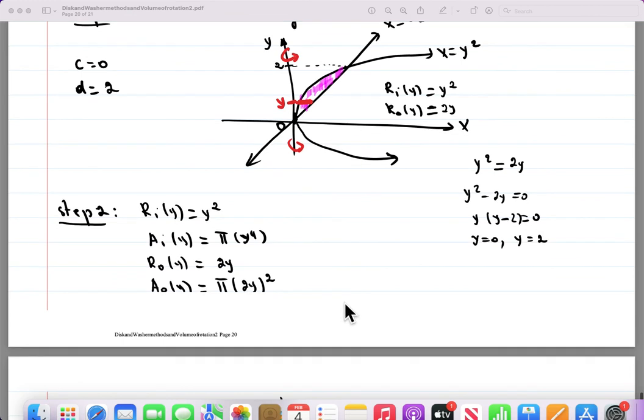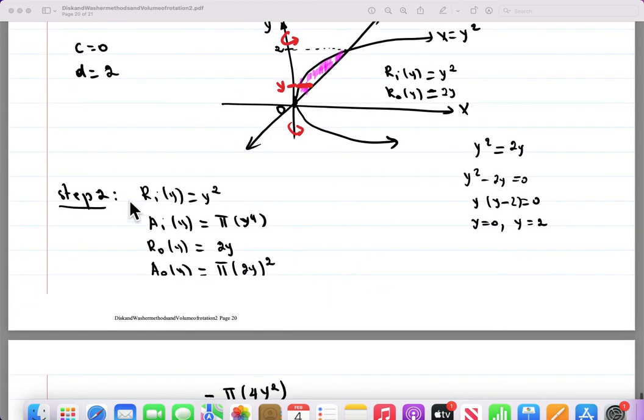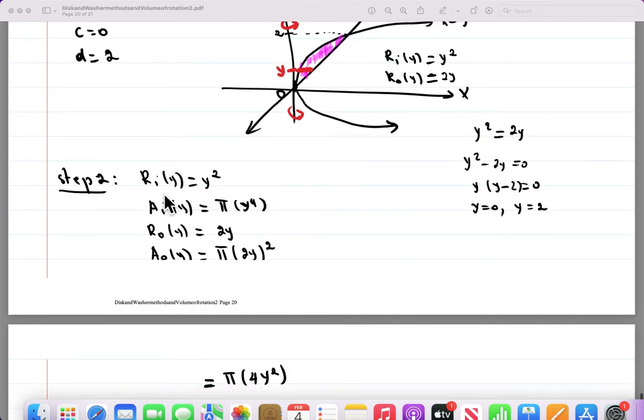Okay, so we go and find the inner radius, which is from this point, on the cross-sectional line, to the line of rotation, which is basically the function itself, y squared. So that's the inner radius. The outer radius is from this point to the line of rotation, which is just 2y minus 0, which gives us 2y.